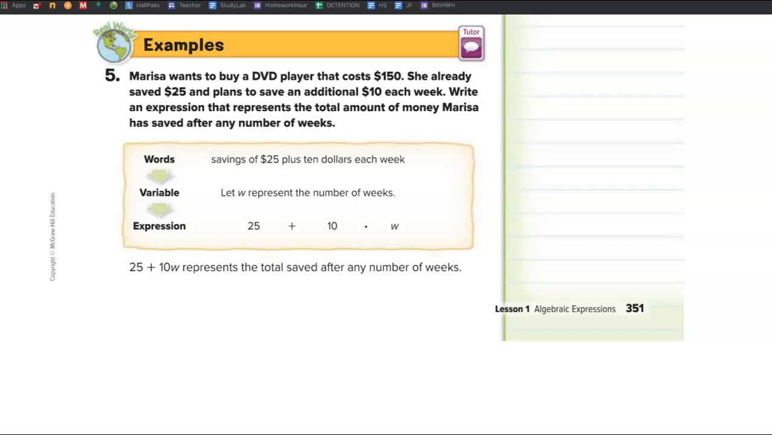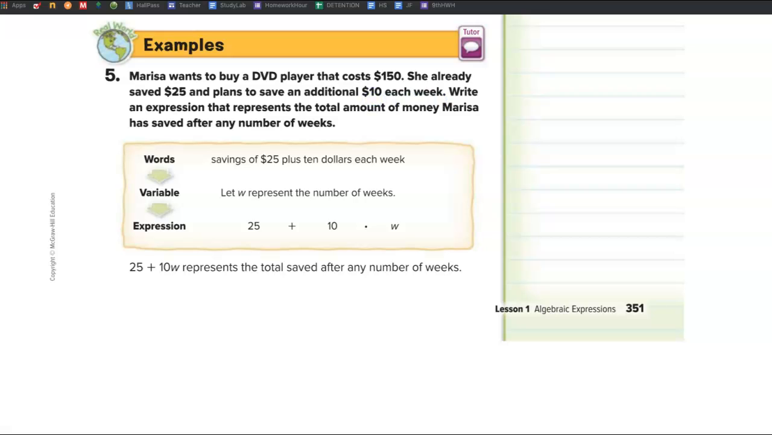Marissa wants to buy a DVD player that costs $150. She already saved $25 and plans to save an additional $10 each week. Write an expression that represents the total amount of money Marissa has saved after a number of weeks. Dylan, what's one thing we need to know from that paragraph? Cost $150. Okay, do we need to know that? No. We do need to know about the additional $10 each week.